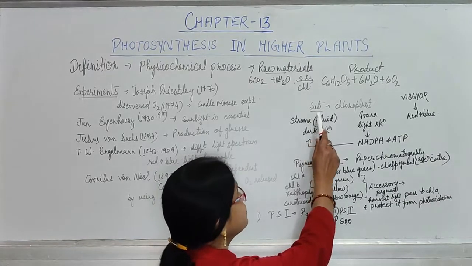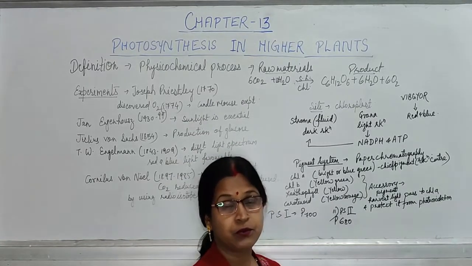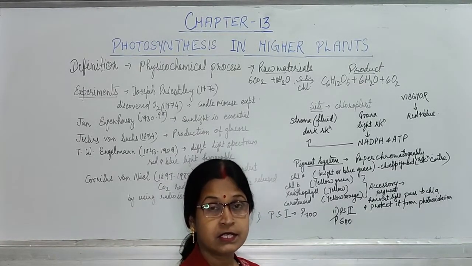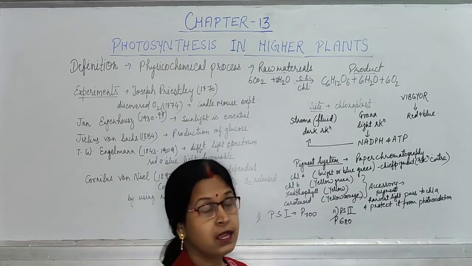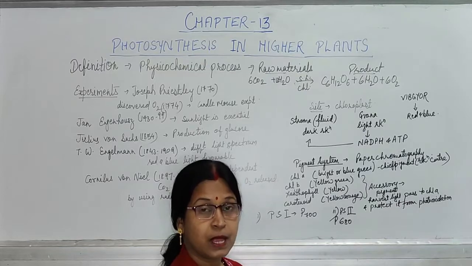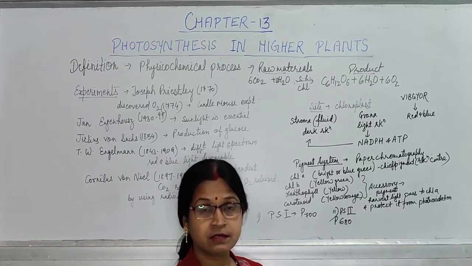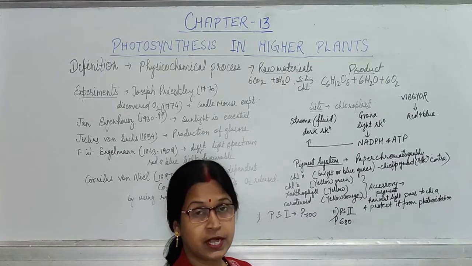Now, site of photosynthesis. Where does photosynthesis take place? The site of photosynthesis is the leaf. Now inside the leaf, chloroplast is there, and the chloroplast is the exact site of photosynthesis. Now chloroplast has different parts in which different types of reactions take place. That we'll discuss through the diagram.